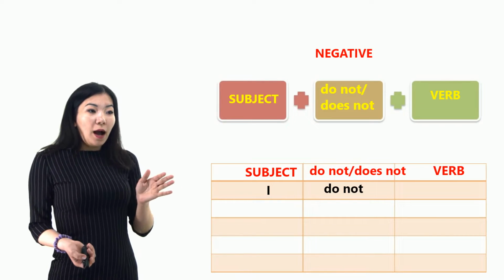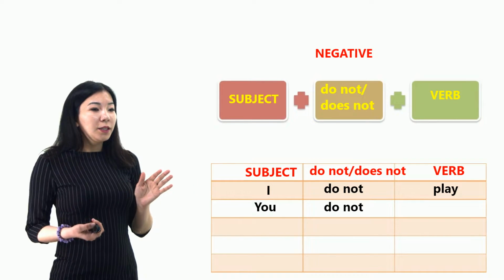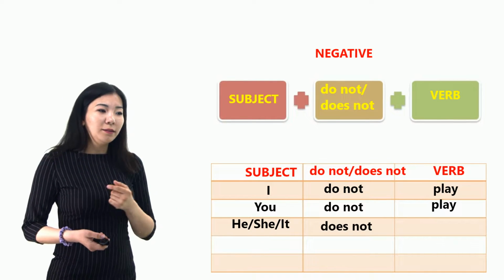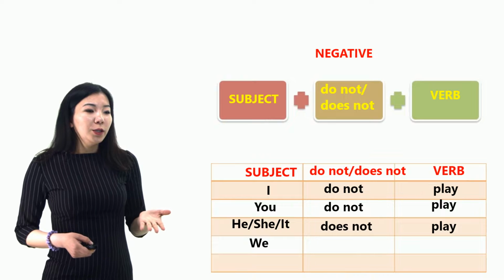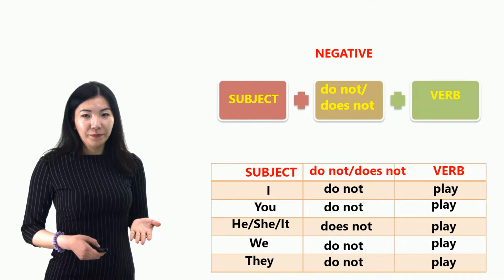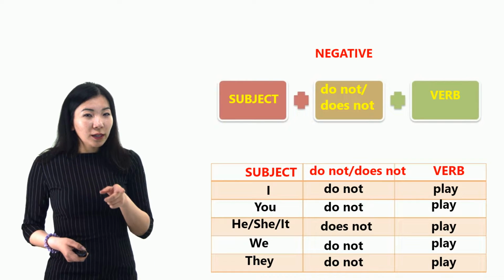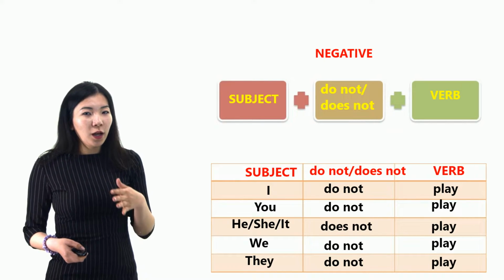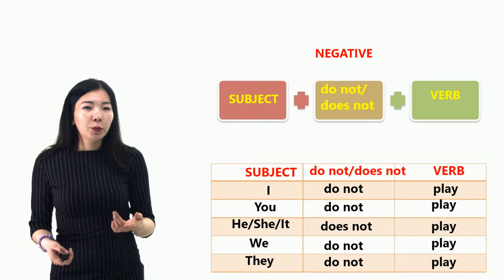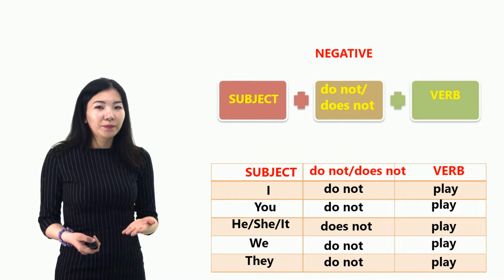So it will be I do not play, you do not play, he, she, it does not play. We do not play and they do not play. So as you can see, the only variation occurs in the third person singular, he, she, it, where we use does not, okay?